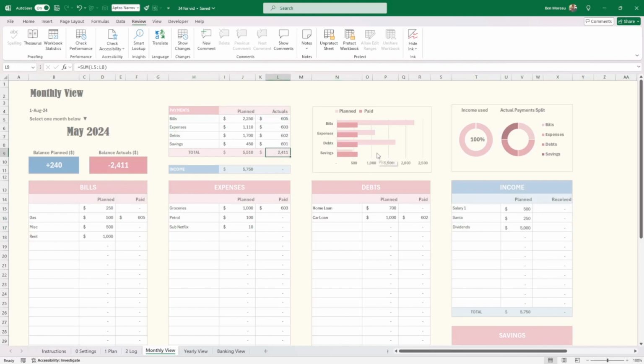This is the same but in a more visual way. So what is planned is a paler shade, and what is actual is on the deeper color. So that for instance, you can quickly see here my savings. I put more in savings than I should have, but for the time being I haven't spent as much as planned.